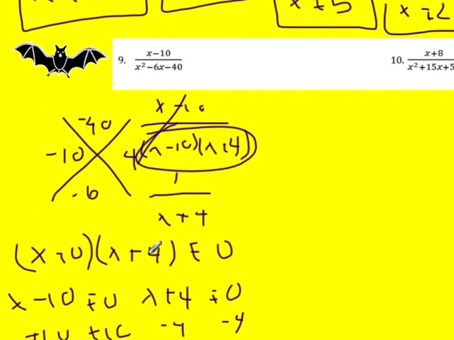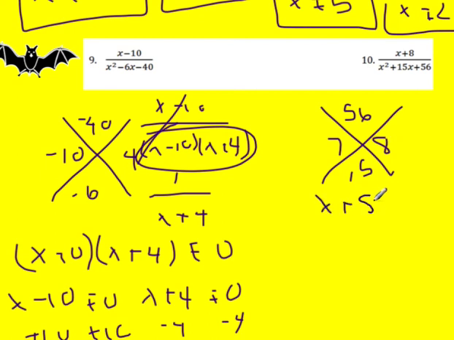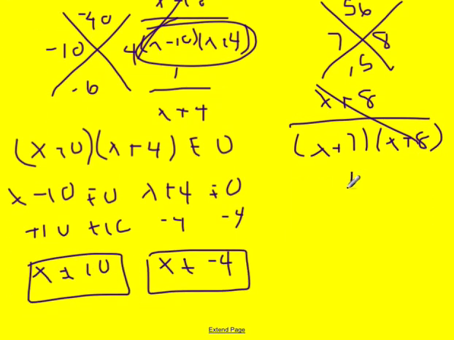Taking a look at number 10. Again, we're going to set that up to factor on number 10. When we factor it, we're going to multiply to 56 and add to 15. So that's going to be 7 and 8 that multiply to 56 and add to 15. So I have x plus 8 on the top divided by x plus 7 times x plus 8. So my x plus 8s are going to cancel out. And then I'm left with 1 over x plus 7.